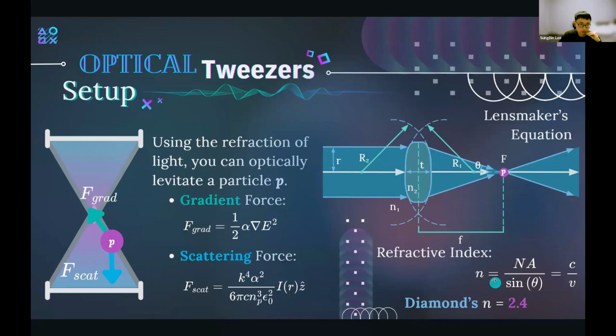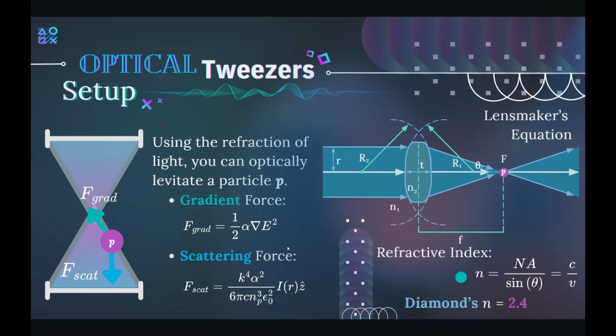Okay, and what's the cause of the scattering forces there? So what's the I of R? Is that the current or is that something else? See, these aren't my slides. Am I now audible? Yeah, yeah.